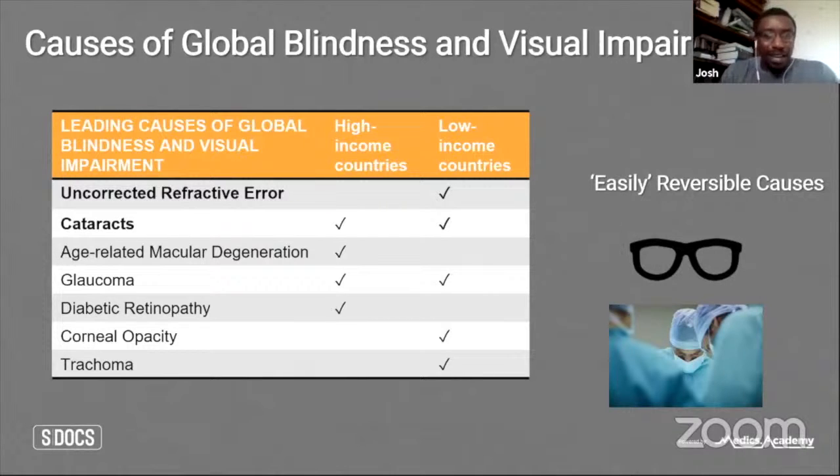So easily reversible causes in this case are uncorrected refractive error and cataracts. Uncorrected refractive error, I've classed as reversible because it simply means your eye is refracting light either too much or not enough. Your cornea is refracting light too much, or your eyeball's the wrong shape. Very common. I have a refractive error, and that's why I'm wearing glasses. So glasses, or contact lenses, is how you correct refractive error. It will change the refraction, and it will mean that you see at a better visual acuity.